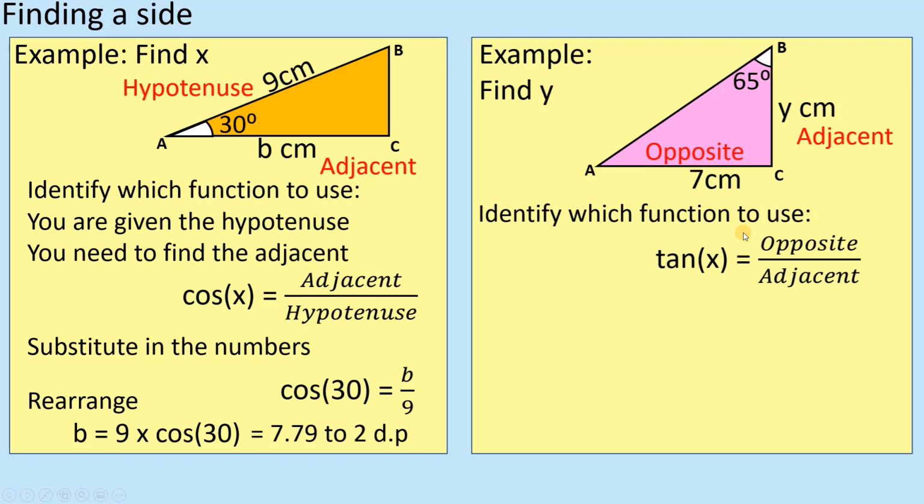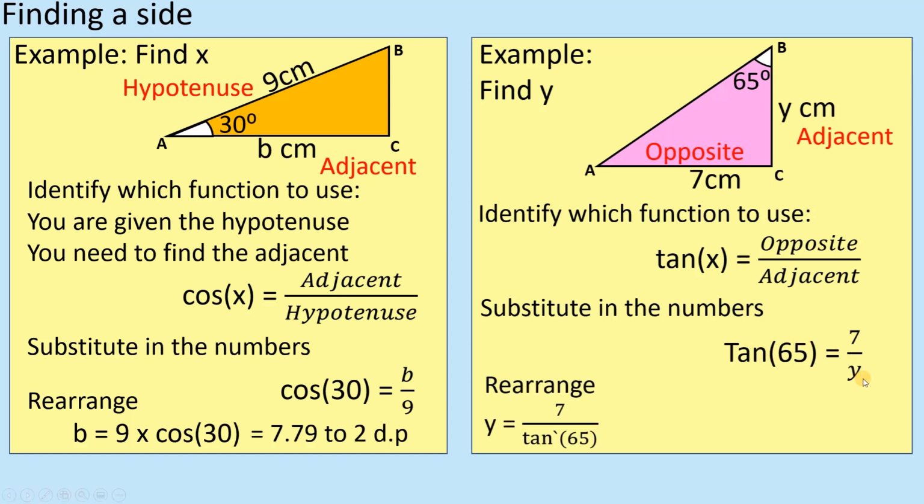Okay, so we just now need to put the numbers into this formula. So what we've got is tan 65 is equal to opposite over adjacent, so 7 over y. And now we need to rearrange this. This is why we're doing an example on it, because we've got the y that we want at the bottom, so we need to rearrange it. So the y is going to come to the top, and the tan 65 is going to come to the bottom. All right, so rearranging that one, y equals 7 over tan 65. Okay, so putting that into my calculator, I've got 3.26 to 2 decimal places. All right, so that's how you go about finding a side.